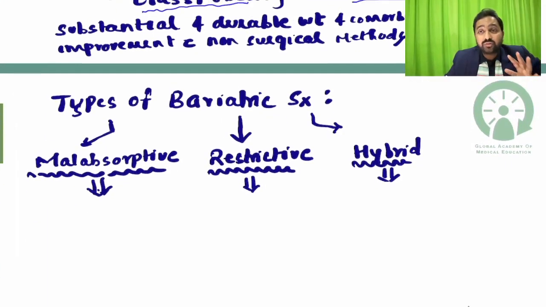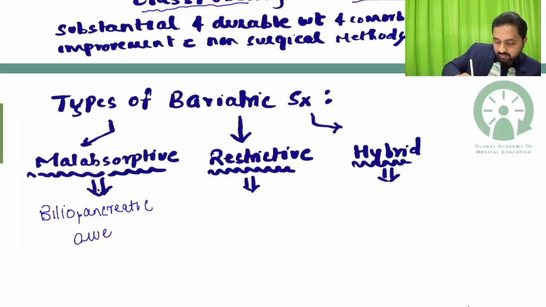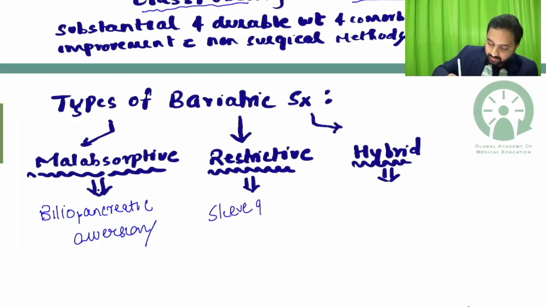They are divided into three broad groups, which are malabsorptive, restrictive, and hybrid. So what are your examples of malabsorptive bariatric surgery? They include biliopancreatic diversion. Right. Then what is your restrictive type of bariatric surgery, which includes sleeve gastrectomy?